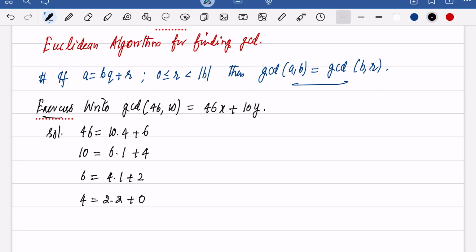Now at this step we have to stop. The step where we get the remainder 0, then the remainder before that 0 remainder is the GCD. So therefore this is our GCD. Now GCD is equal to 2.